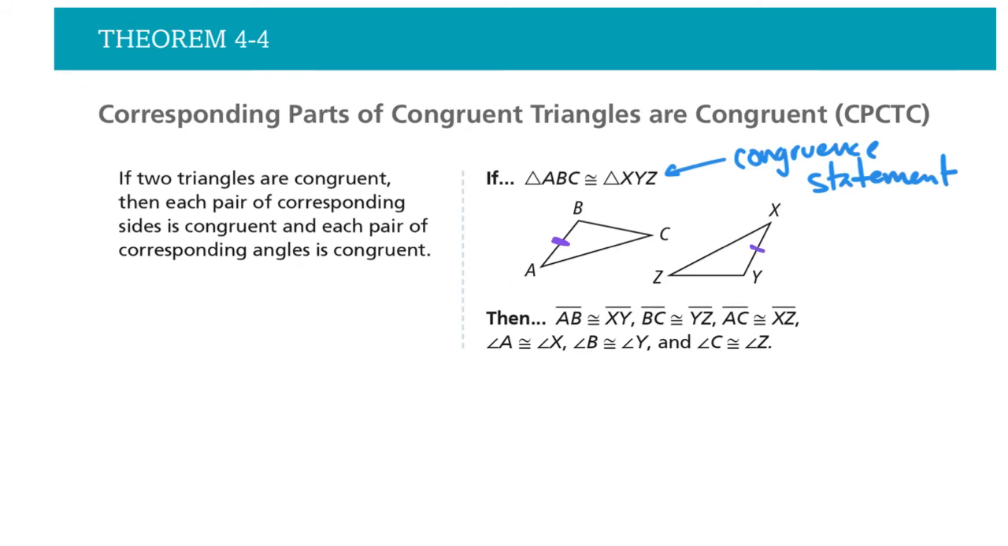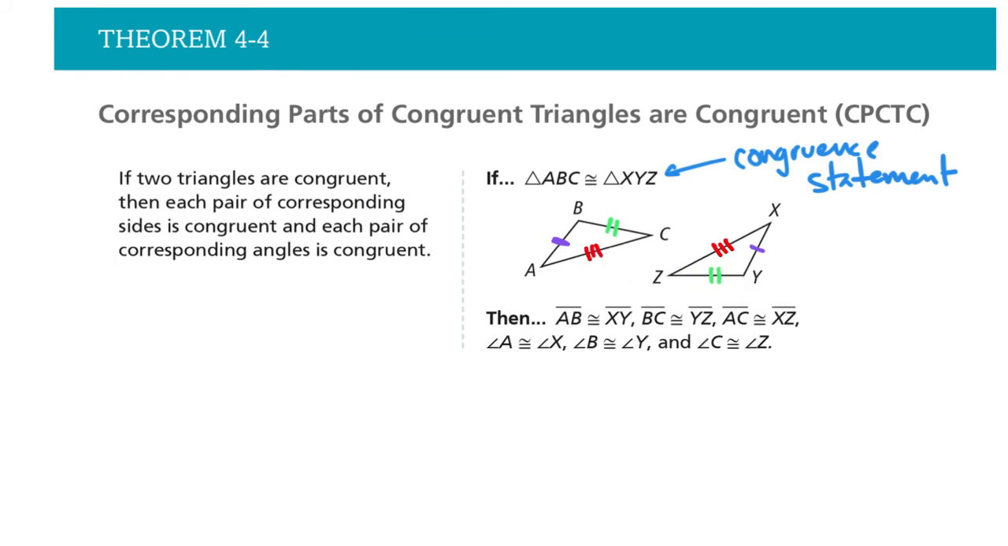I would also know that segment BC is congruent to segment YZ. And I would know that because BC and YZ are the last two letters in each triangle's name in my congruent statement. Additionally, I would be able to say that segment AC here must be congruent to segment XZ. We can tell that either by process of elimination or the fact that AC is the first and third letter here, and XZ is the first and third letter in this one. So I would know that these three pairs of segments are congruent.